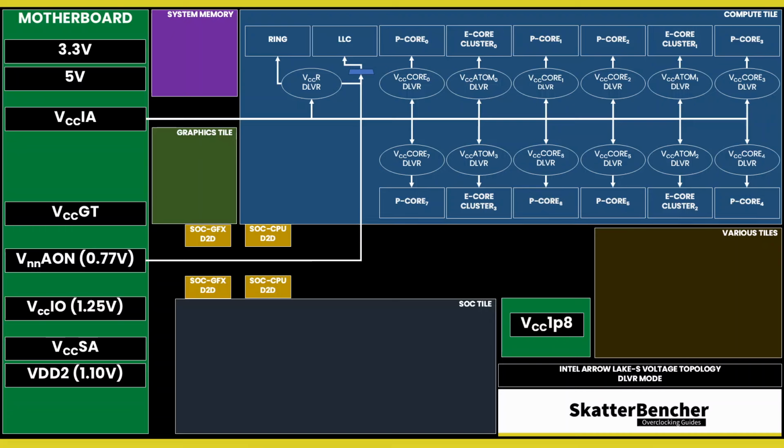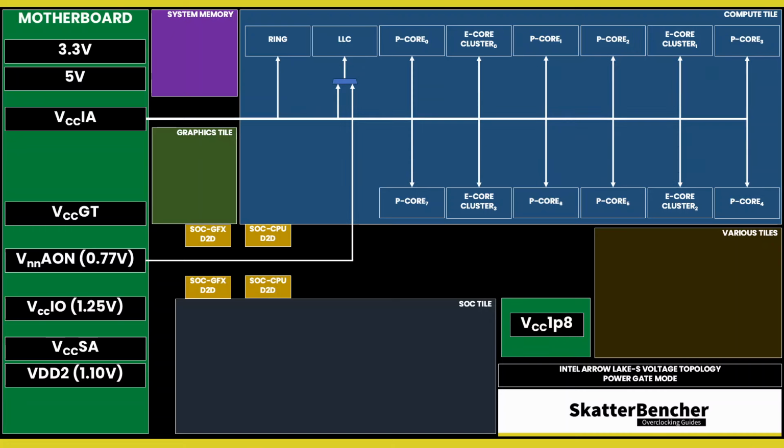That means each of the blocks can operate at its own voltage. VCC Atom is the DLVR powering an individual E-core cluster, which consists of 4 E-cores and its L2 cache. The DLVRs can also be bypassed. In that case, the IP blocks are running in so-called power gate mode or PG mode. In PG mode, the VCCIA voltage rail directly powers the IP blocks, and they all share the same voltage. That's similar to how previous generation desktop architectures worked.